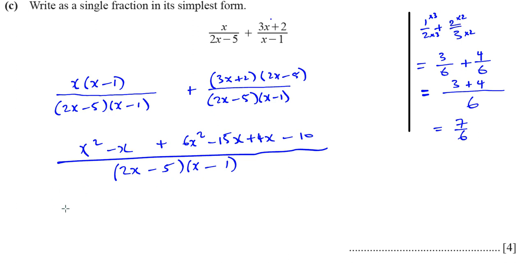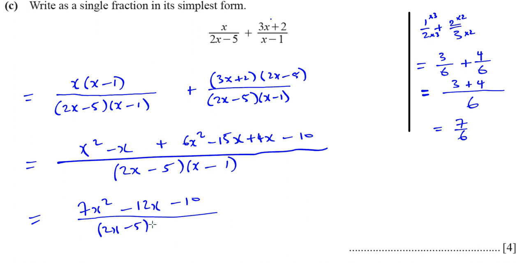Here, the numerator, I can now combine the like terms. I've got x squared plus 6x squared, which is 7x squared. I've got negative x, negative 15x, which is negative 16x, plus 4x, which is negative 12x. And I've got negative 10. And I have the denominator as 2x minus 5 and x minus 1.